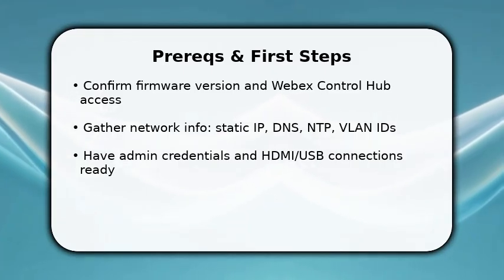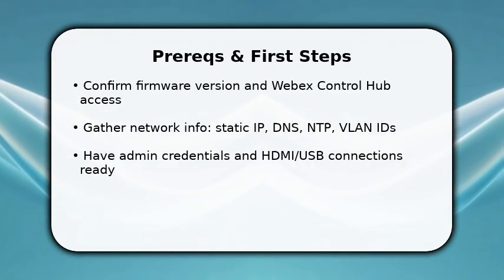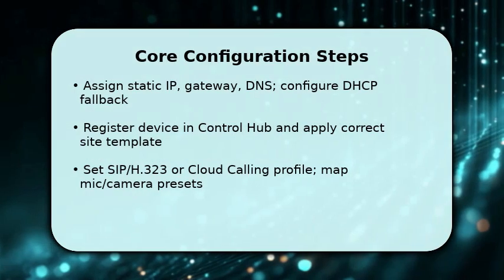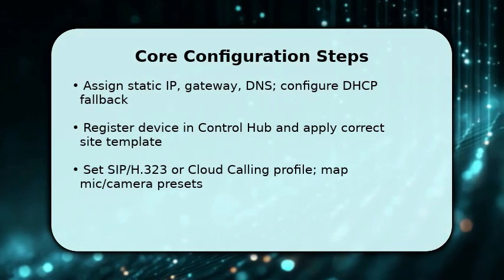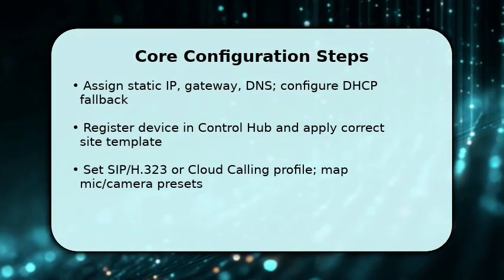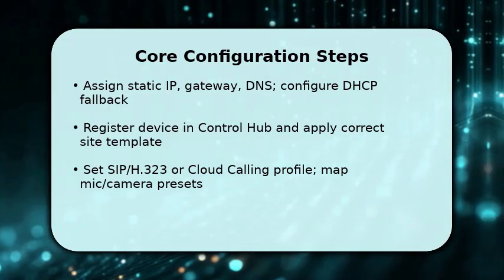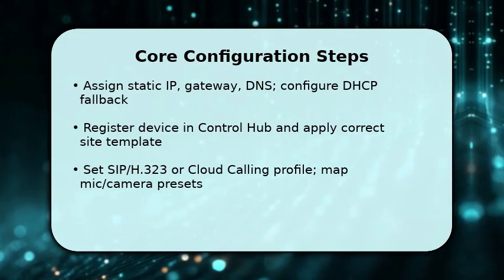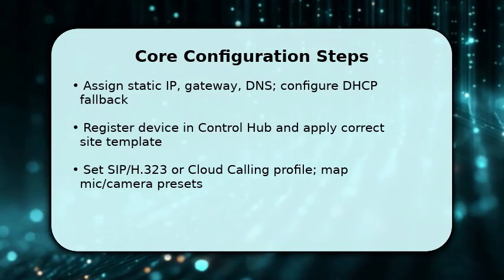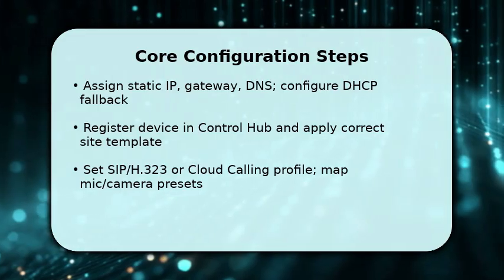Now you configure core network and service settings so the Room Kit can place calls reliably. On the device or via Control Hub, assign the static IP, gateway, DNS, and a DHCP fallback to prevent outages. Then register the device to your Control Hub site and apply the site template to push policies and credentials.